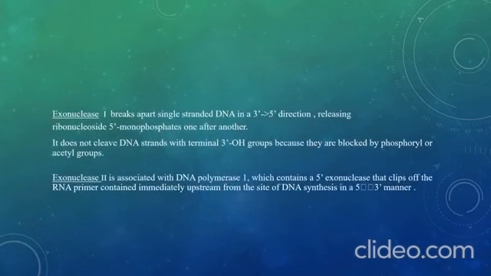Exonuclease 1 breaks apart single-stranded DNA in a 3' to 5' direction, releasing ribonucleoside 5' monophosphate one after another. It does not cleave DNA strands with terminal 3' OH groups because they are blocked by phosphoryl or acyl groups. Exonuclease 2 is associated with DNA polymerase 1, which contains a 5' exonuclease that clips off the RNA primer contained immediately upstream from the site of DNA synthesis in a 5' to 3' manner.